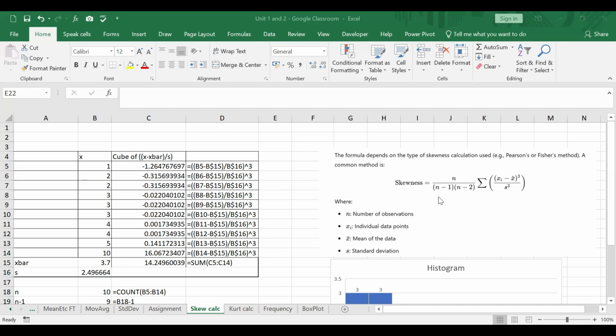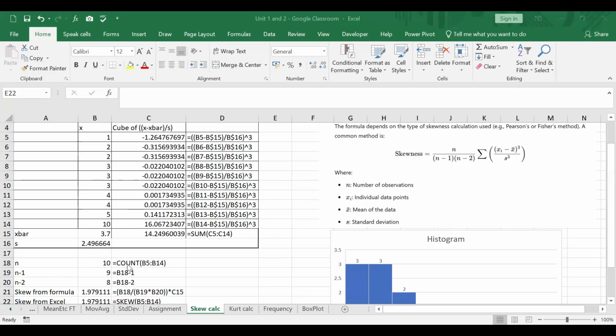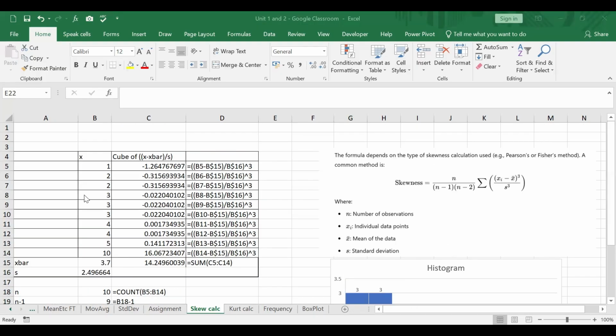Skewness is equal to n by (n minus 1)(n minus 2) times sigma (xi minus x bar) to the power of 3 divided by s cube, where n is the number of observations. So let us find out what the observations are. The number of observations you can get from the formula COUNT of B5 to B14. Even without the formula, when you select these cells, you will get the number 10 here.